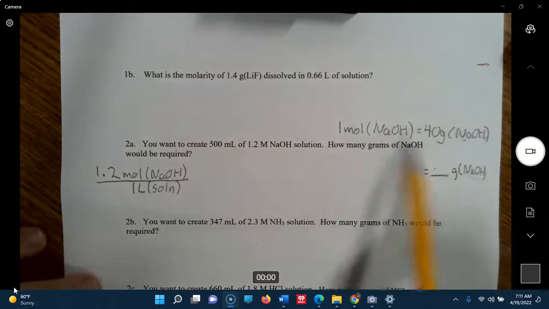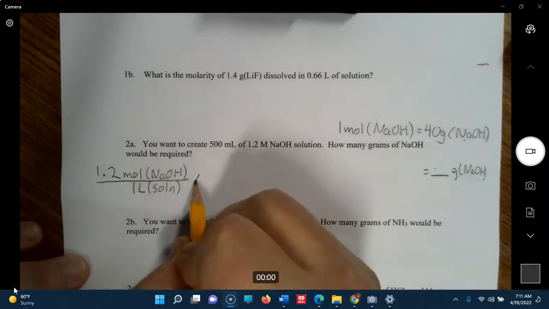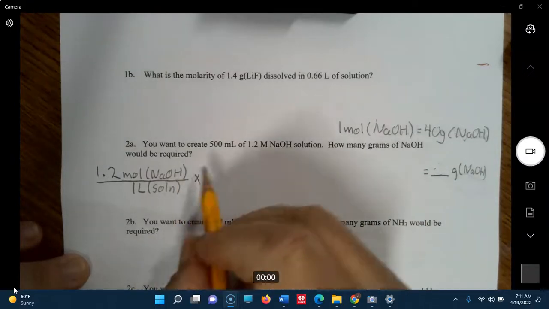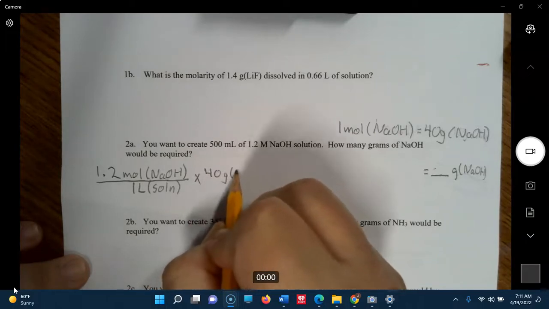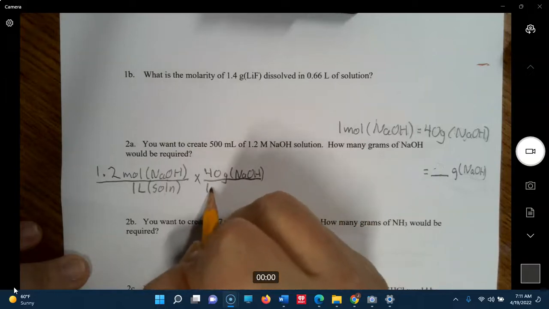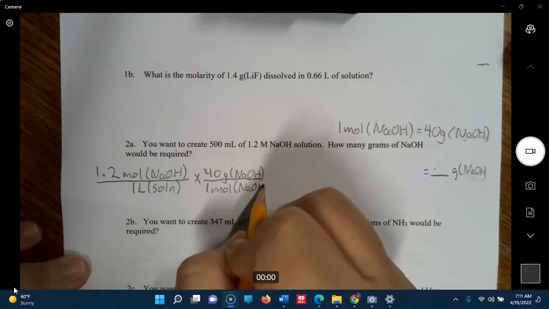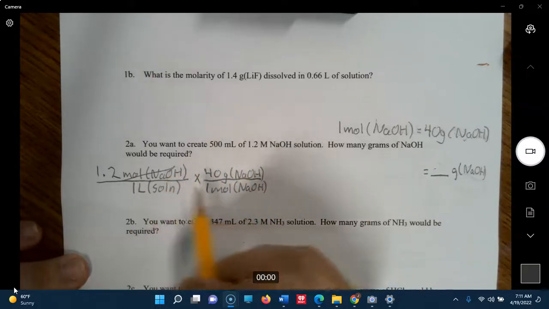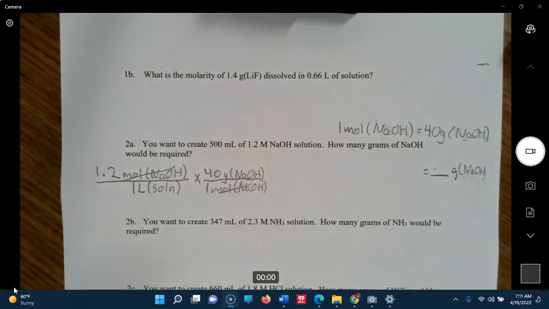Okay, so there's my molar mass. I need moles to cancel out and grams to appear, so you all know how to do this by now. Moles of NaOH cancel, so now you have grams of NaOH on the top. That's what you want, so you're done with the top. You did the top first, you've taken care of it. Now the bottom.